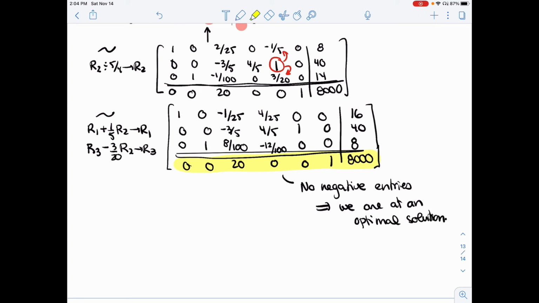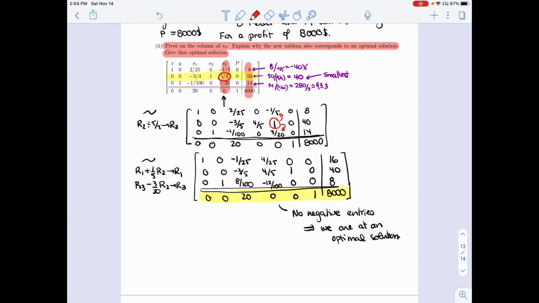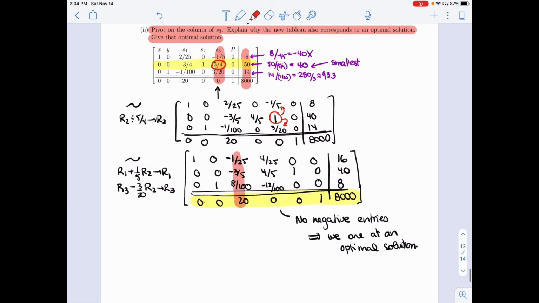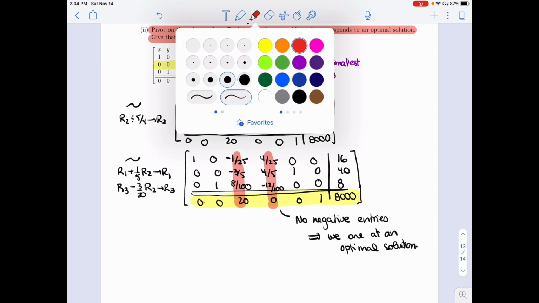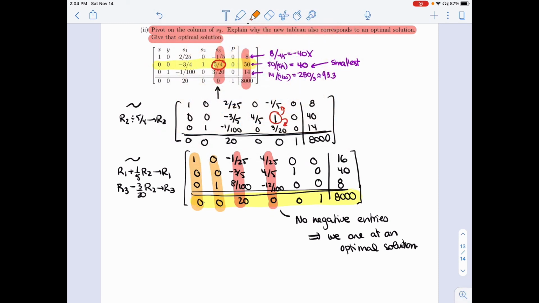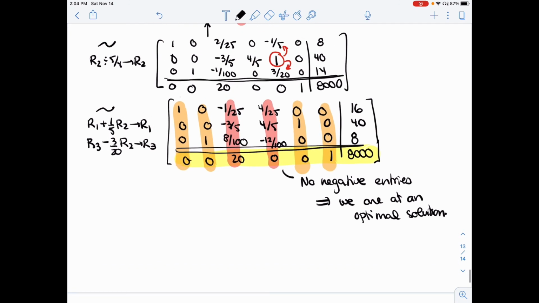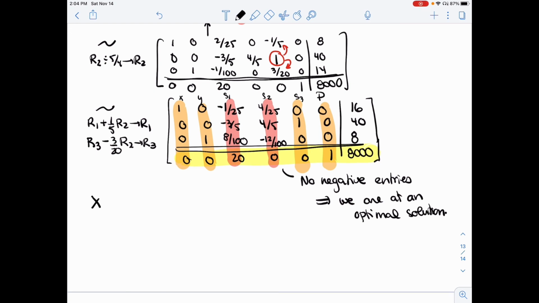Let's read these solutions. We have 2 non-basic and 3 basic variables. So this is x, y, s1, s2, s3, and p. We're getting from the first row, x is 16. From the third row, y is 8. And then from the bottom row, P is still 8,000.